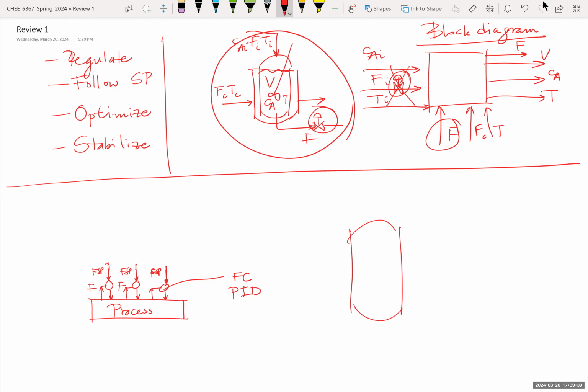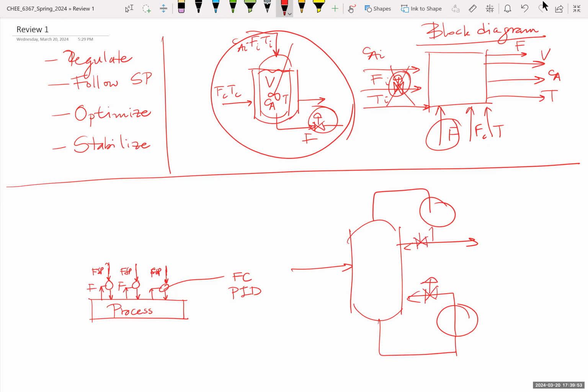Example, we've done this several times. Take a simple distillation column, say binary. You may have the standard configuration, and you have here the reflux and the vapor, the liquid and vapor flow rates. So these controllers here may be PID controllers. Those are flow controllers. They measure a flow rate and they deliver that flow rate.